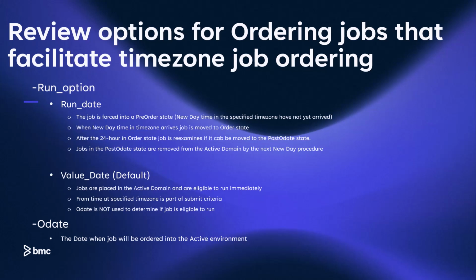Now let's look at run option 2, value date, which is the default. When the run option is set to value date, the job is placed in the active domain as eligible to run immediately. If a from and until time is specified in the job definition, the job will wait until the time arrives in a specified time zone. If the specified time zone has already passed, the job is run immediately, assuming all other conditions and resources are available.